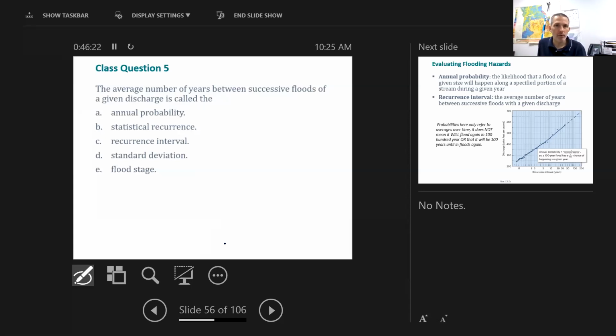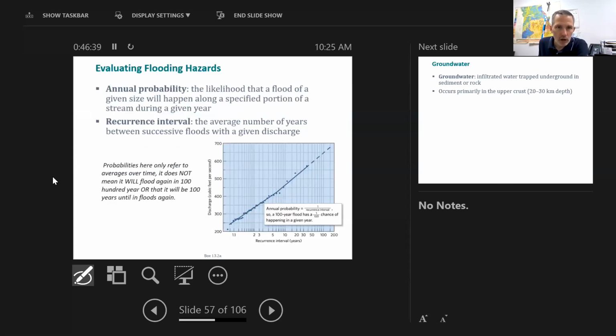So the average number of years between successive floods, or the odds of it occurring in any given year, is the recurrence interval. And so when we start looking at the recurrence interval of, in this case, the 10-year flood, if I drew my line straight up, so I'm trying to use a mouse here, the recurrence interval of a 10-year flood would be about 450 cubic feet per second based on this river using this data.